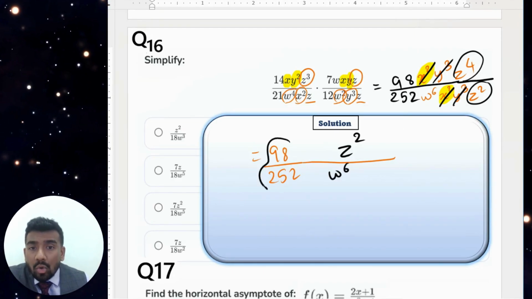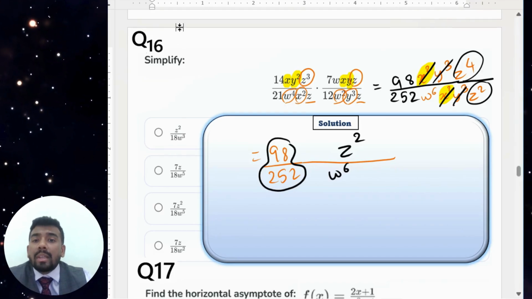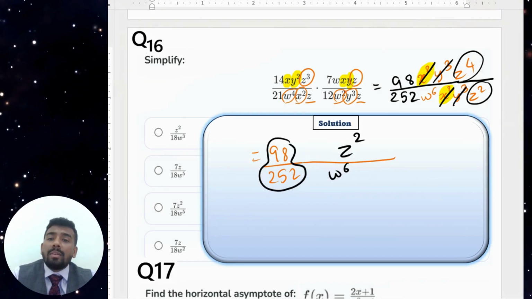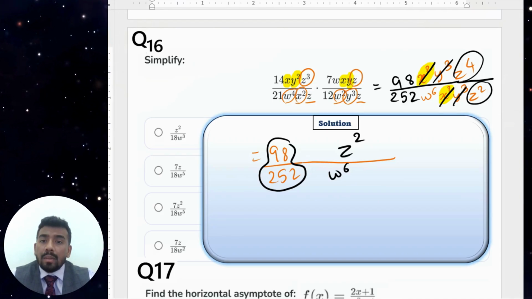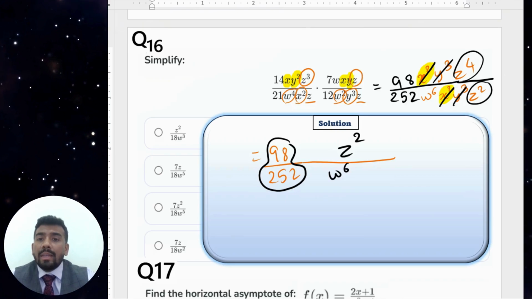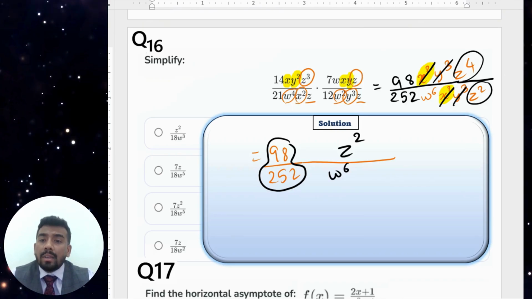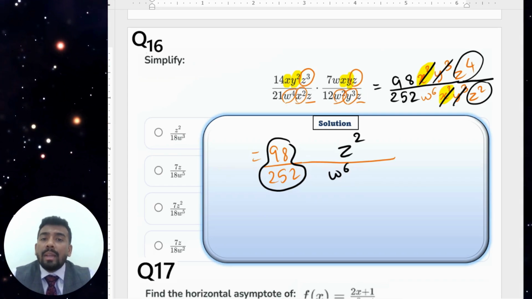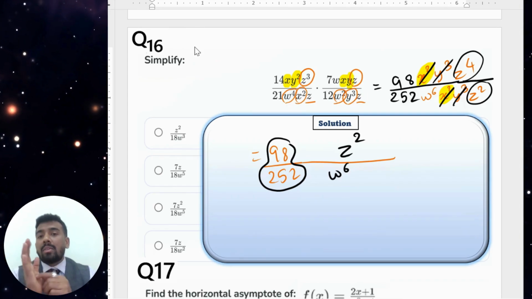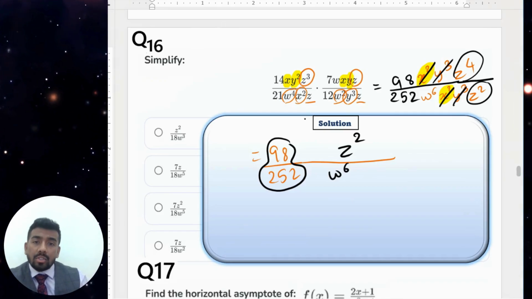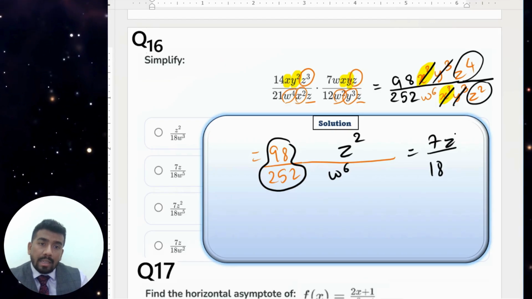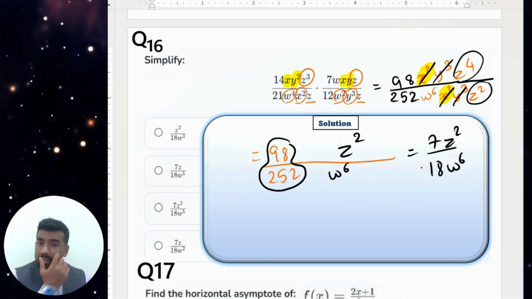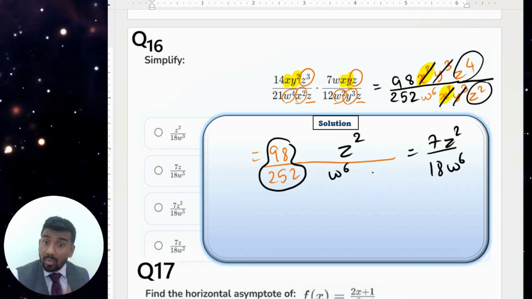What is 98 over 252? When you put it in the calculator, put it in the fraction 98. So put it in your calculator. So 98 divided by 252, what you will get? 7 over 18. Put in your calculator, the handheld calculator will get it. So you'll get 7 over 18. So 7 over 18 z square w6. So that's your answer.